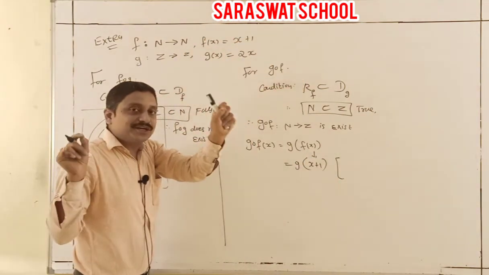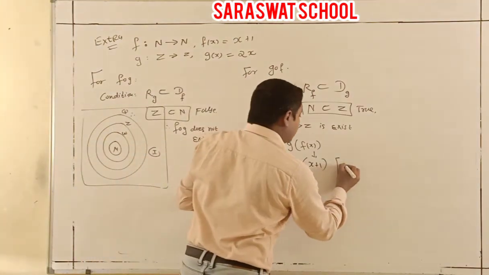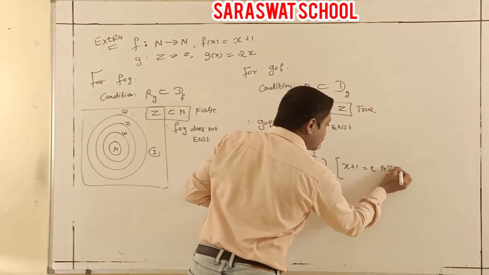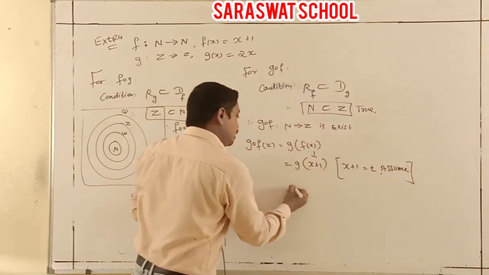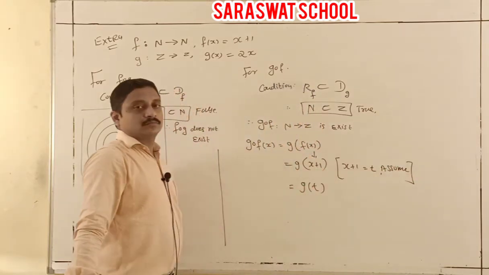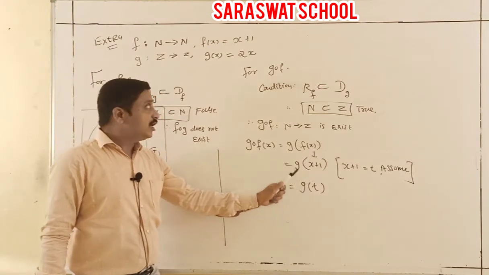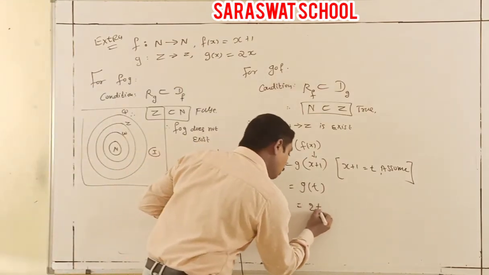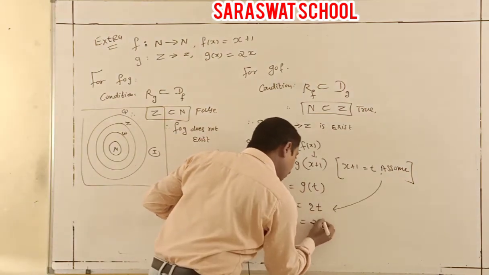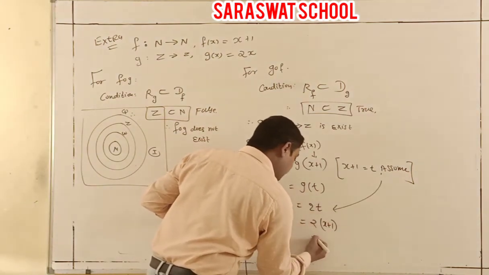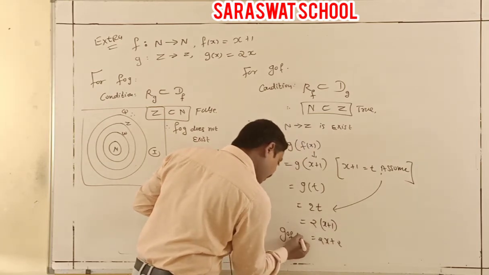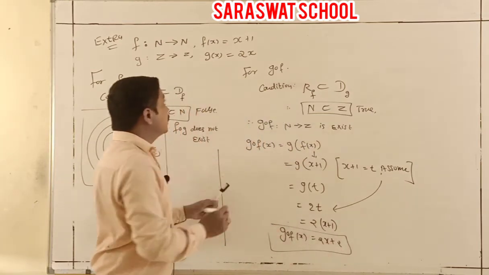After checking our condition, here x plus 1 is equal to something. What assumption? t. So here g of t. Now g of t, checking in g of x, it is 2x. So I write down 2t, and this t students, putting down there x plus 1. You get the answer 2x plus 2. That answer is g of x. This is your new answer.